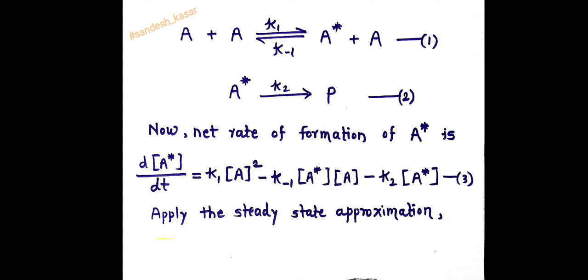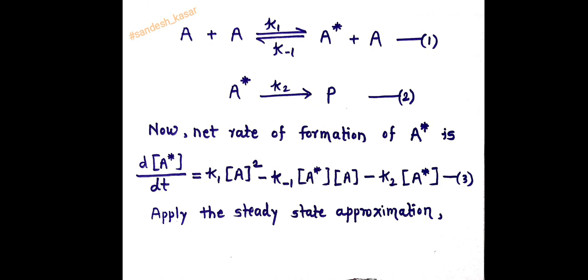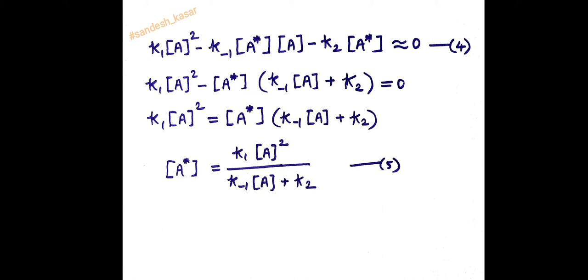Now apply the steady state approximation. On applying the steady state approximation, we can write k1[A]^2 minus k minus 1 [A star][A] minus k2[A star] is nearly equal to 0. So this total expression becomes equal to 0 when we apply the steady state approximation. Now why does it become equal to 0? Because A star is an intermediate here, and according to the steady state approximation, the rate of formation of that intermediate is nearly equal to 0. So this is our equation number 4.